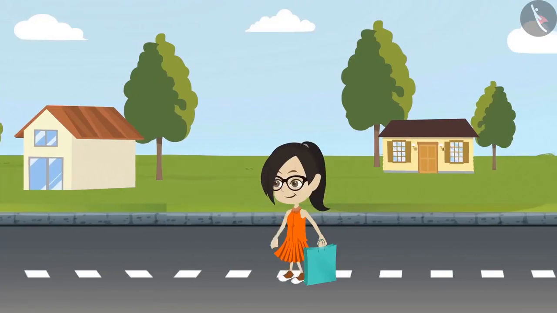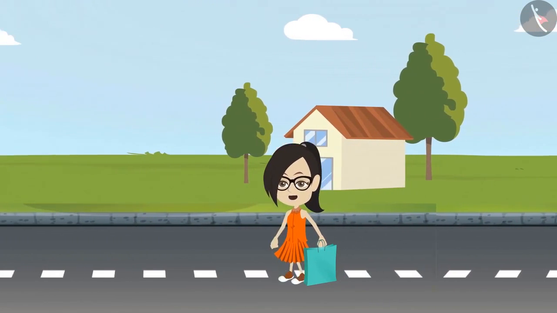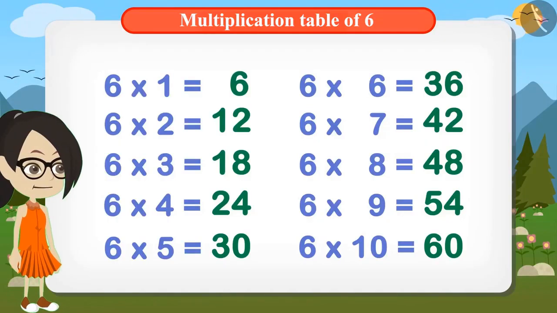Come, let's remember the table of 6 now. Come on, speak with me. 6 ones are 6. 6 twos are 12. 6 threes are 18. 6 fours are 24. 6 fives are 30. 6 sixes are 36. 6 sevens are 42. 6 eights are 48. 6 nines are 54. 6 tens are 60.